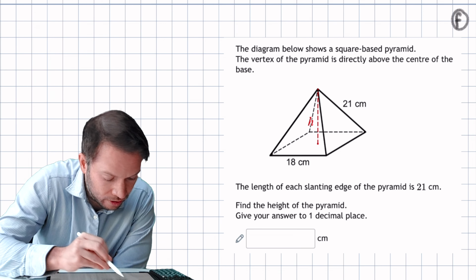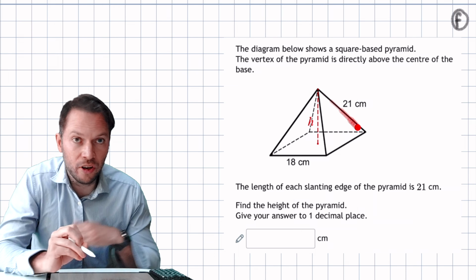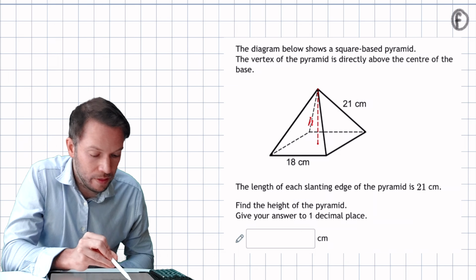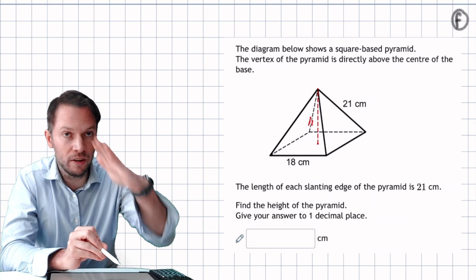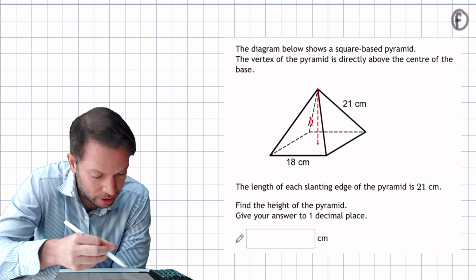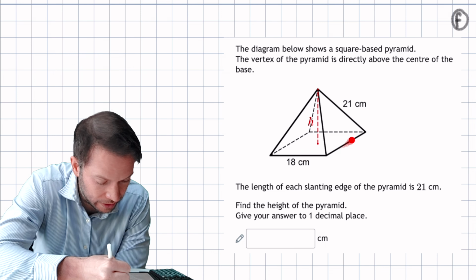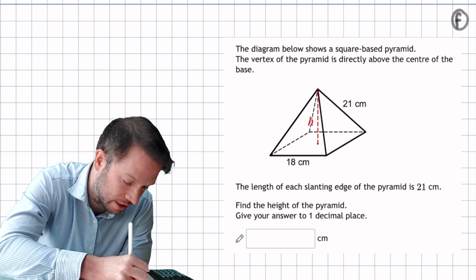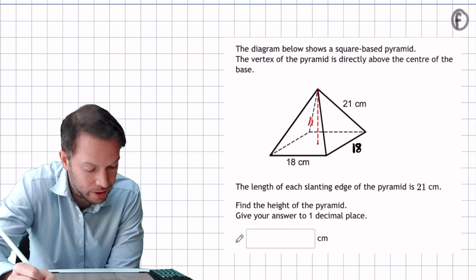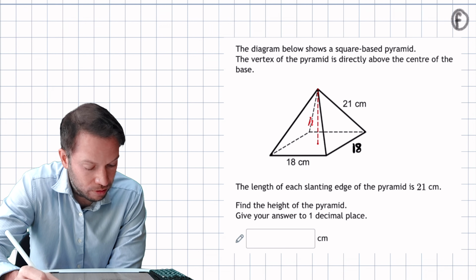We know that this slant height is 21. The slant height of a pyramid is just like the length of the edge that's going at a slant, at an angle. And we also know there's a square base, and this is a square at the bottom of 18 by 18. So we can copy this 18 here as well, for example, because it's a square. Now, what can we use as our triangle?